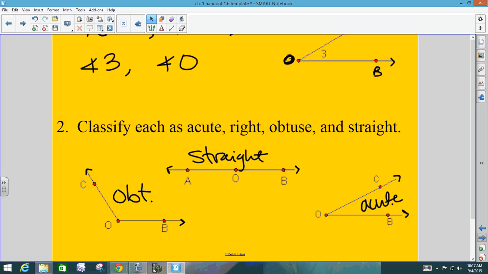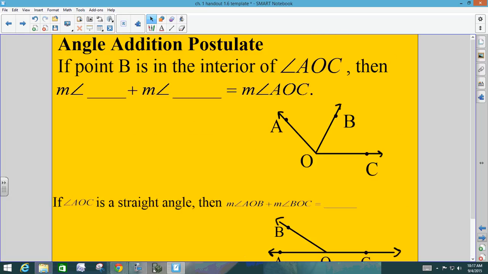Okay. We have another postulate to add today. The other day we did the segment addition postulate. Today we're doing the angle addition postulate, which states if point B is in the interior of angle AOC, interior, what does that word mean? Inside, excellent.